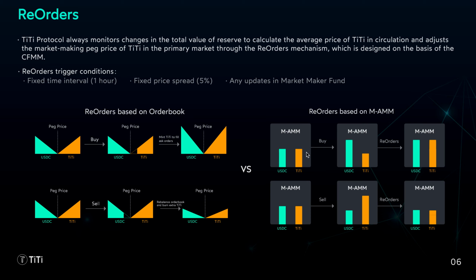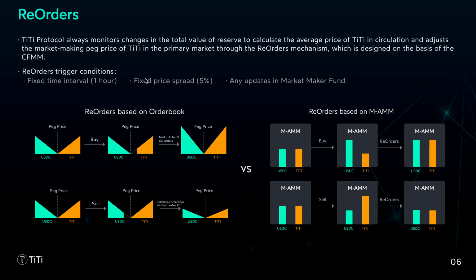Reorder is very effective in keeping TT pegging to $1. What are the conditions under which reorder is triggered? In TiTi Protocol, we have set 3 events for triggering reorder mechanisms, including the fixed time period trigger, the fixed spread trigger, and the MMF update operational trigger.